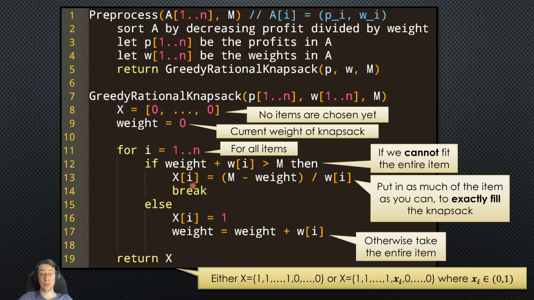And then when we try to compute how much of that next item we take, we'll take m minus the weight, which is exactly m. That will be 0 over w of i, so x of i will be 0. We'll take none of the next item and we'll break.